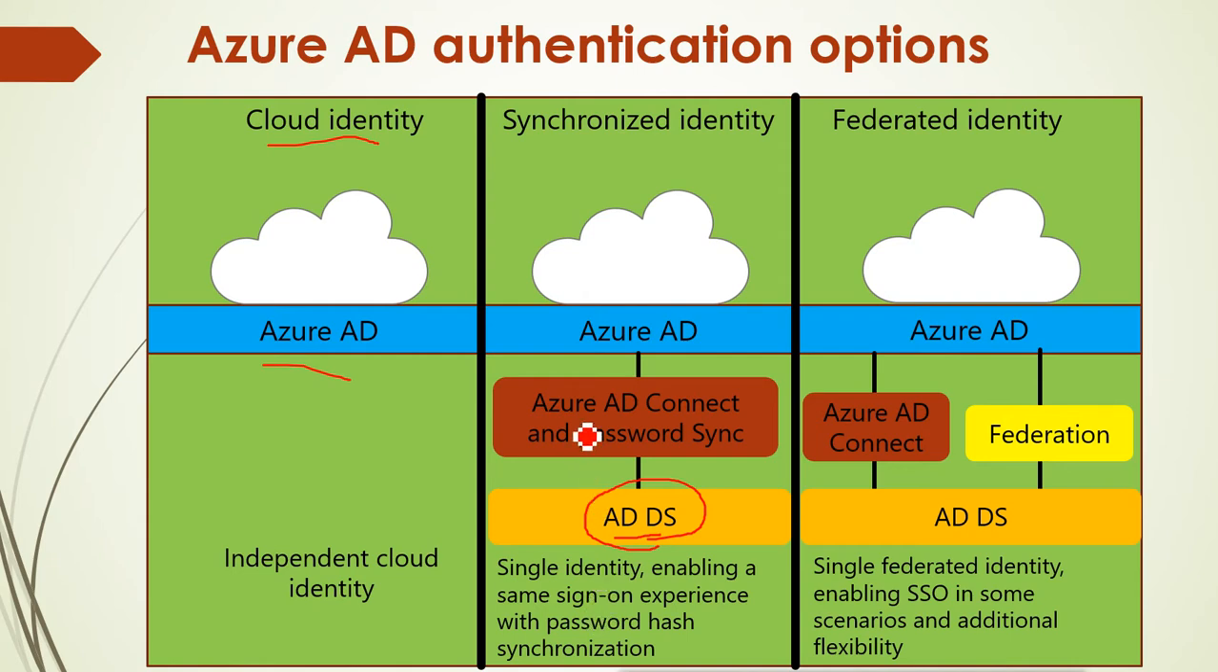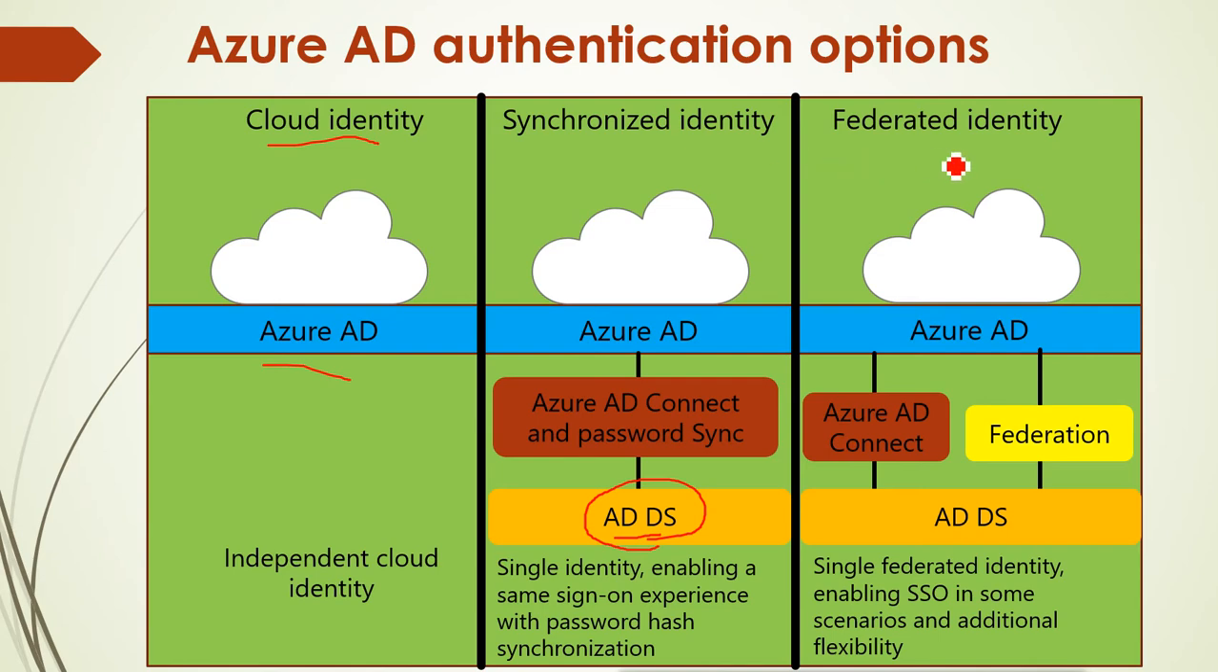What we do, we use the Azure AD Connect software to synchronize the user's information from local on-premises Active Directory domain services to Azure Active Directory. Also, we can use the password synchronization, so that the same password they use locally, they can use the same password on Azure cloud. Then it is called synchronized identity.